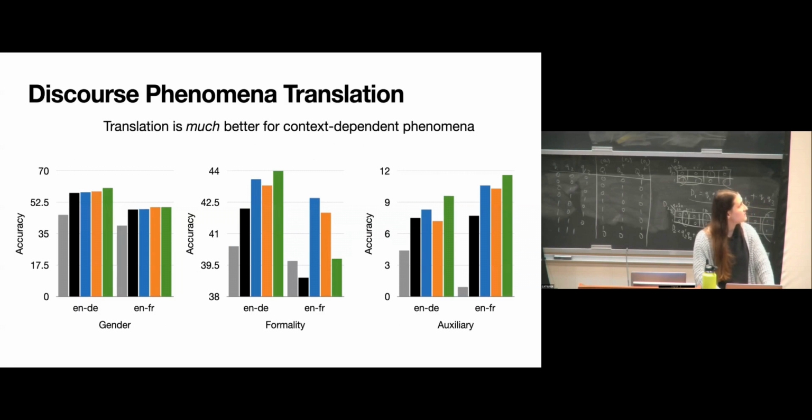So translation is much better for context-dependent phenomena. Again, we still have this gray bar here, but all of the other models are doing much better than it. Formality is kind of an odd case, again, because there's not a specific cue to pick up on in the context, but in gender and auxiliary, we see these really clear trends where the results slowly improve as you get more aggressive filtering. And we don't see this drop off anymore where we, yeah.